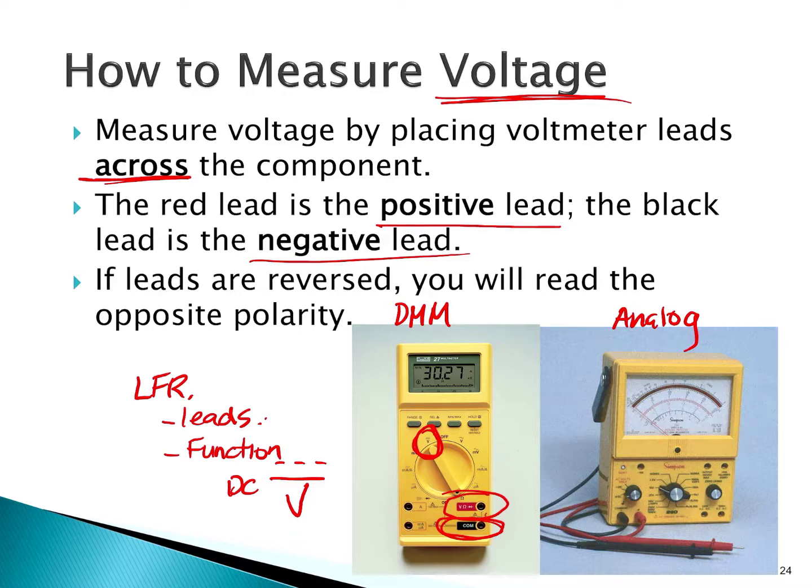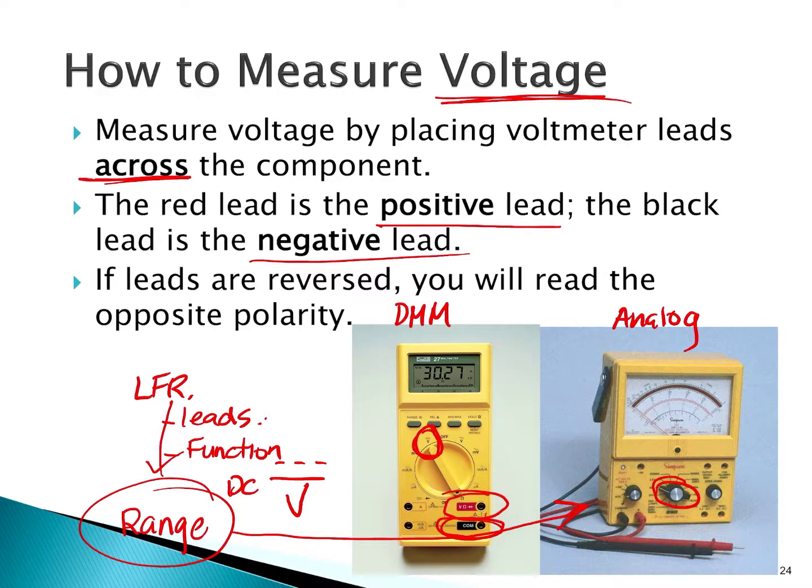When it comes to this analog meter over here, you'd still apply the LFR rule, and this is where it becomes a lot more important to take into account the range part of the LFR rule. If you don't have the right range setting set by this knob, you could actually damage the meter movement by having it move so quickly and so violently that it damages this part of the meter, which is called the meter movement.